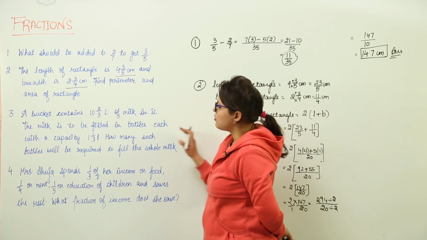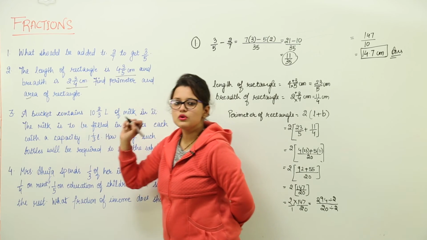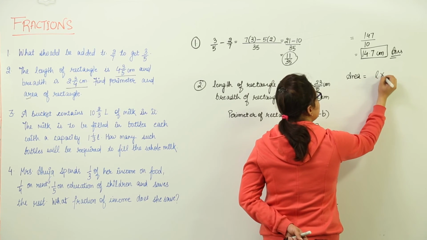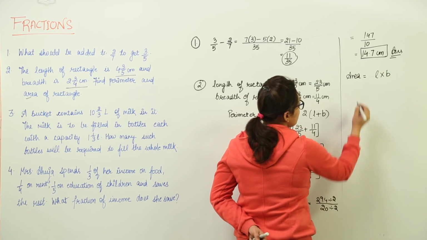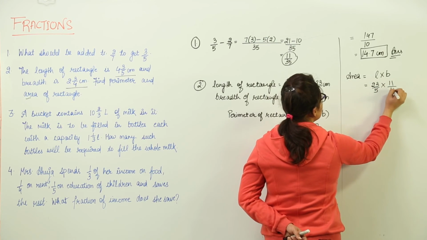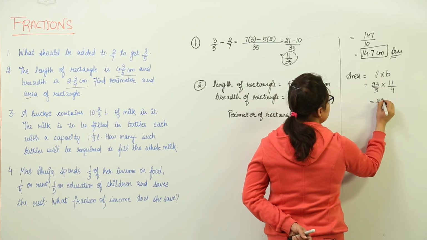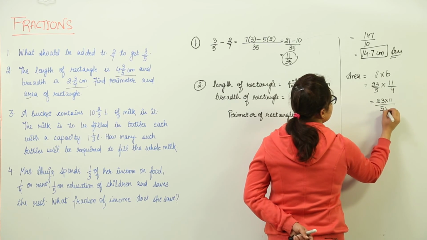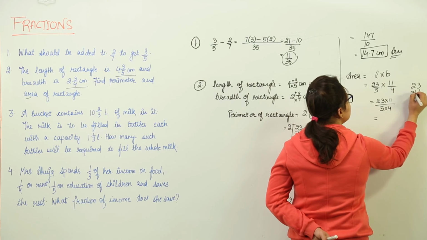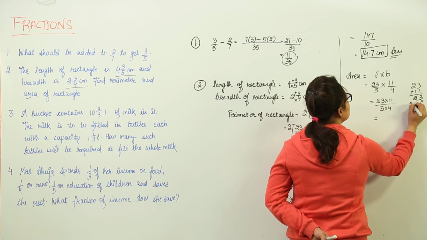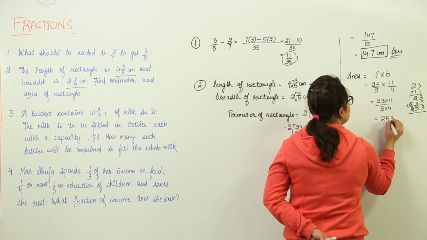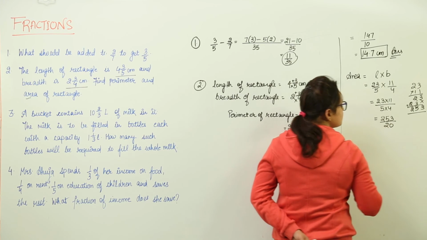Next part of this question was, they were asking about the area also. So let us find out the area now. The area of a rectangle is how much? Length into breadth. So what do we do? We will multiply the length with breadth, that is 23 upon 5 into 11 over 4, that is equal to 23 into 11 multiplied, and in the denominator we multiply 4 with 5. So let us multiply 23 with 11. We get 253 upon 5 4s are 20, right?